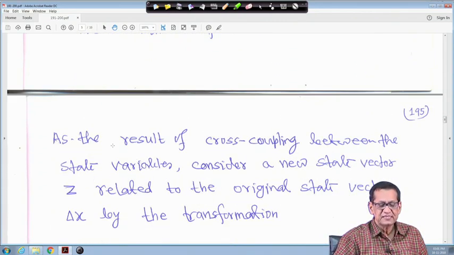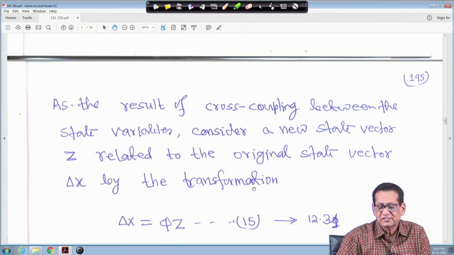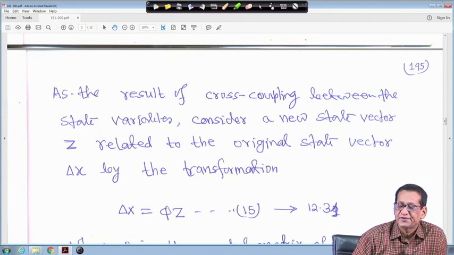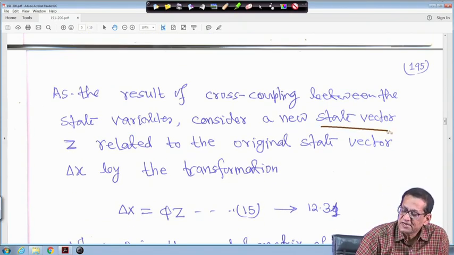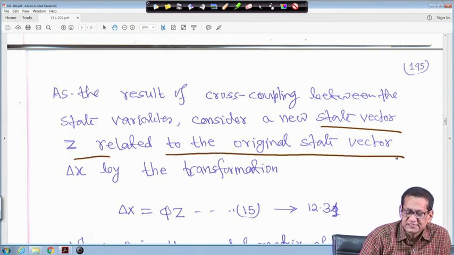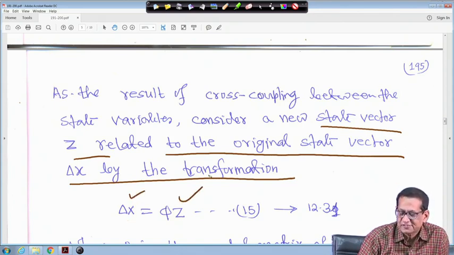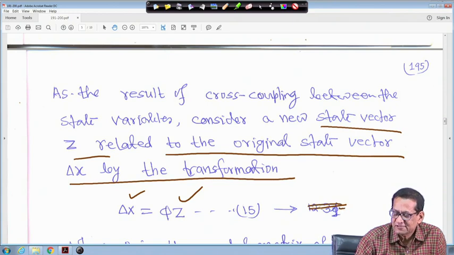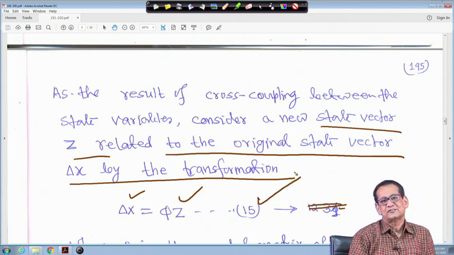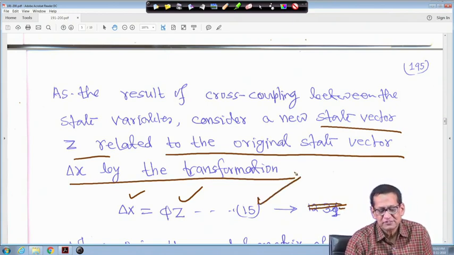As a result of cross coupling between the state variables, consider a new state vector z related to the original state vector delta x by the transformation. So, what we will do? We consider a new state vector z related to the original state vector delta x by the transformation. That is, we are assuming delta x is equal to phi into z. This is equation 15. So, we are assuming some new state vector.